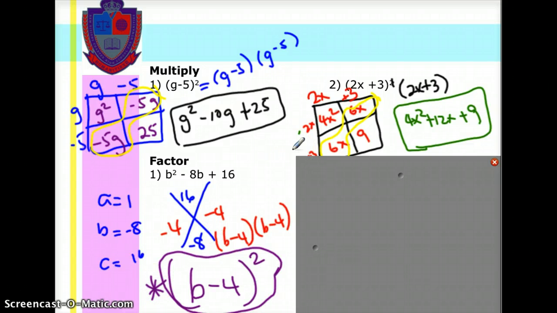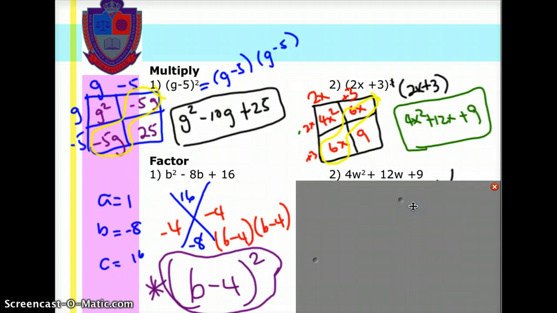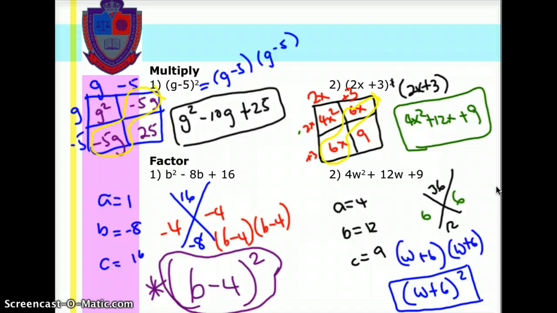Okay? Now pause it and see if you can get the second one completed, which is 4w squared plus 12w plus 9. Be careful, now I'm dealing with w's, okay? Were you able to get (2w plus 3) squared? Excellent. Now let's move on.